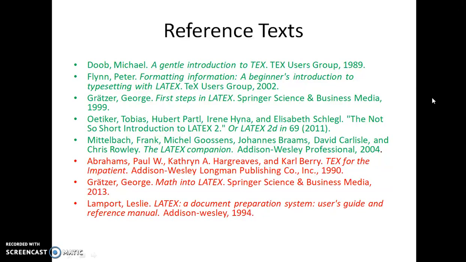The one book that is famous with all beginners is The Not So Short Introduction to LaTeX 2e, the second edition, by Tobias Oetiker. Frank Mittelbach and others have also written The LaTeX Companion, which is also very famous. TeX for the Impatient, written by Paul Abrahams and others, is published by Addison Wesley Longman for the intermediate level. George Grätzer has written a lot about math and LaTeX in his book, and the final book, LaTeX: A Document Preparation System by Leslie Lamport, is a seminal text for learning LaTeX.